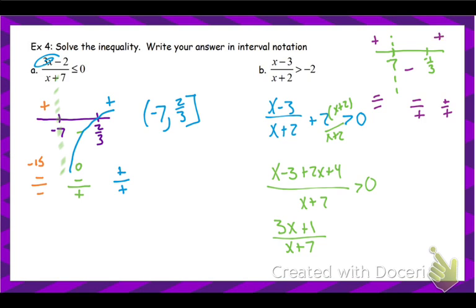Use your sign chart to answer the question. I want to know where it's greater than 0, so I'm looking for the positive regions. Those positive regions are from -infinity to -7 and from -1/3 to infinity.